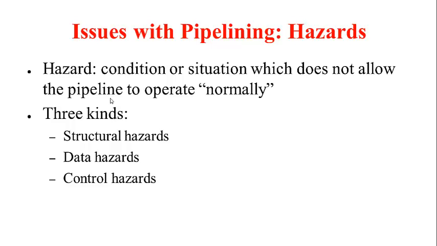There are three broad kinds of hazards in pipelines. The first is structural hazard, the second is data hazard, and the third is control hazard. Of these three, structural hazards are the easiest to deal with, data hazards a little bit more difficult, and control hazards are the most difficult to deal with. We will also discuss them in this order. This video itself covers only structural hazards.